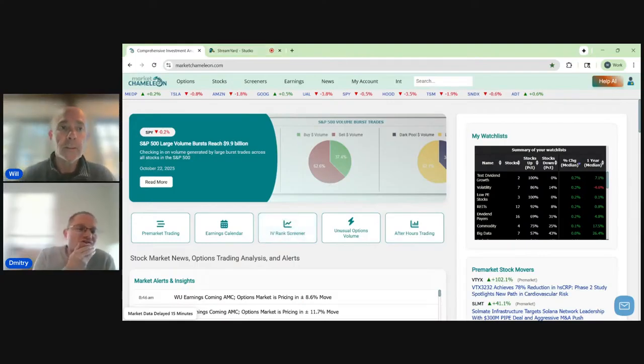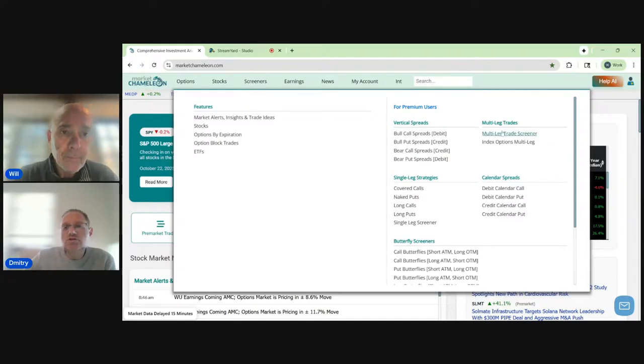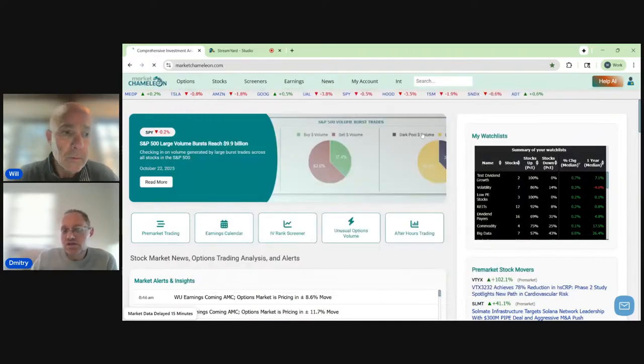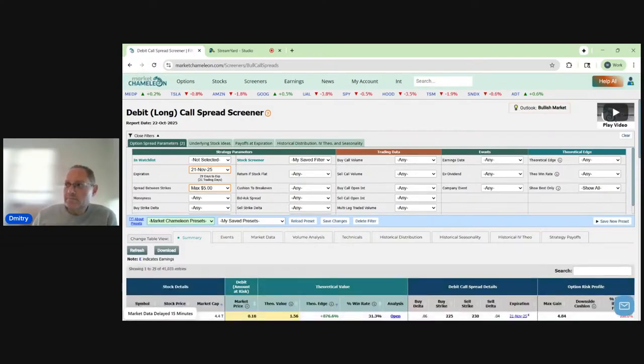So first, let's navigate to the call spread screeners. Up top, you see these menus. We're going to go to screeners. Let's click on bull call spread, and what we're going to do is look for call spreads where the legs of the call spreads have trading activity, and there's a lean in that trading activity that may present an opportunity for better price execution, or maybe even an implied volatility opportunity. So we'll see what that looks like.